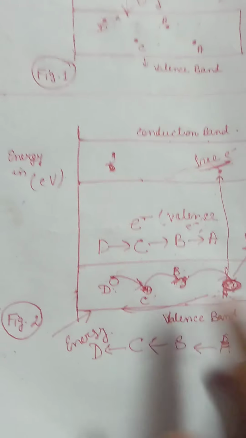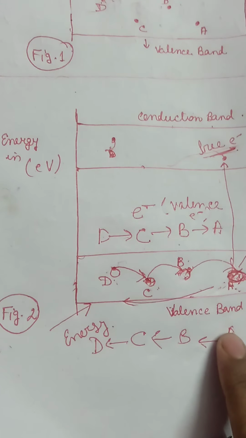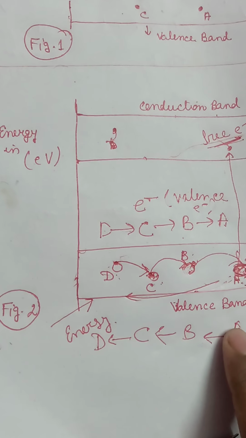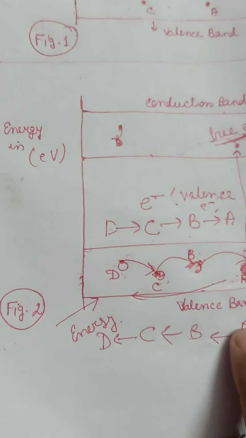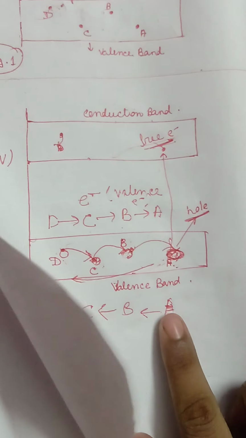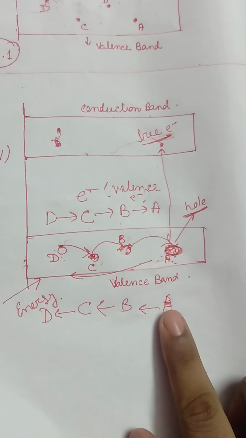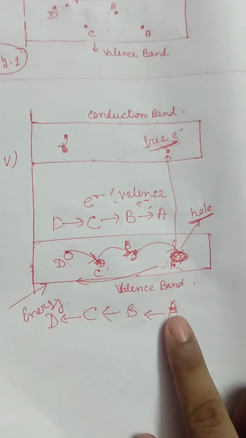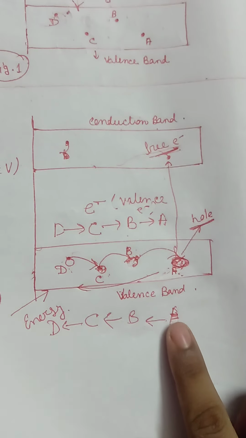So we can see that the movement of the holes will give us a current, and this current is the hole current. That means in a semiconductor, in addition to the electron current contributed by the electrons, you will get another current, and its magnitude is very less. That is, the total current I is represented by IH plus IE, where IE is the current due to the electrons and IH is the current due to the holes.